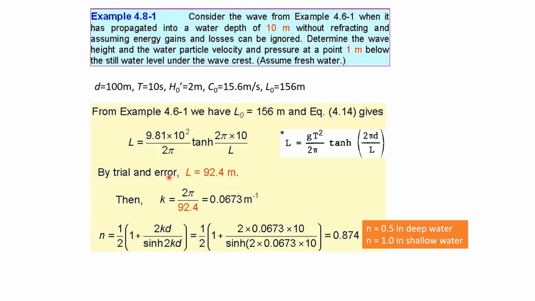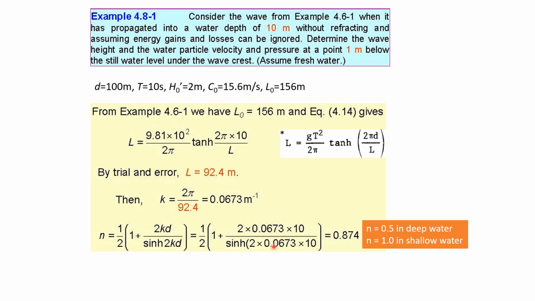So if we already know the wavelength, we can find out k. k is 2 pi over L, that's the wave number. So this is the wave number. And next, we want to find out the value n. n is the ratio of the wave group celerity compared to the individual wave celerity. So this is the expression. Basically, all we need is k and d. We already know k from here, and we already have d equals 10 meters at this location. Alright, so we have 2kd over sinh of 2kd. So we perform the calculation, and we have 0.874.